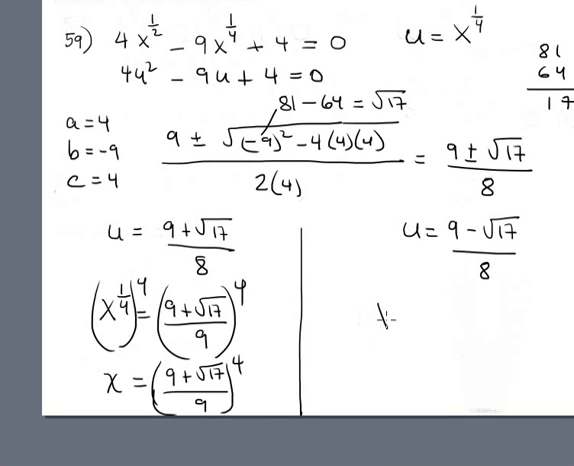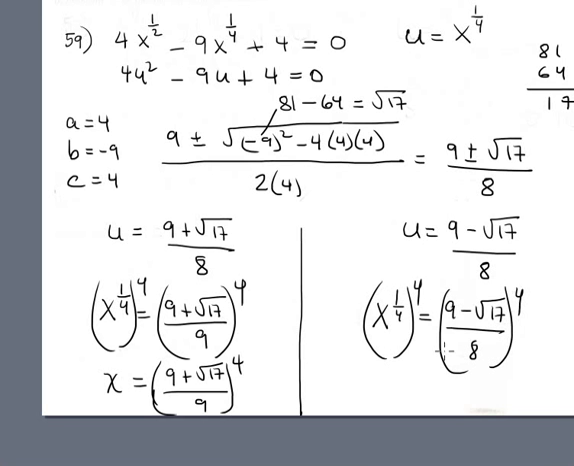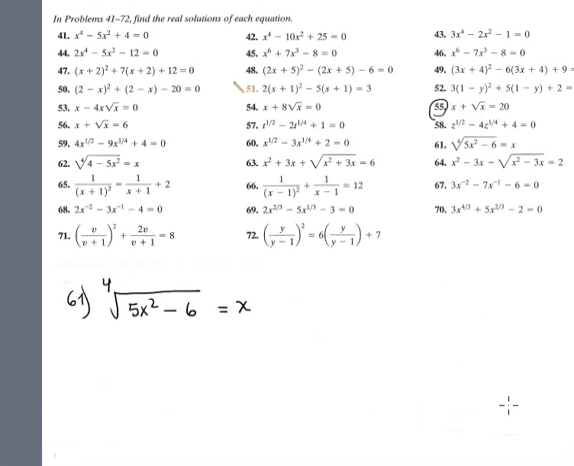Okay, we have one solution. The other is exactly the same: 9 minus the square root of 17 over 8. You raise both sides to the 4th power. x is equal to 9 minus the square root of 17 over 8, to the 4th power. And this is the answer. This answer and this answer. Okay, this is a combination.